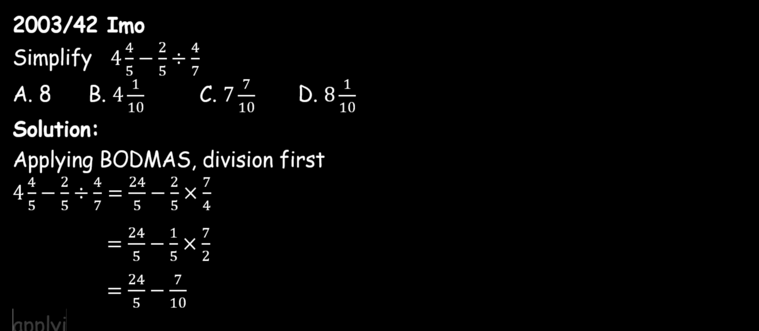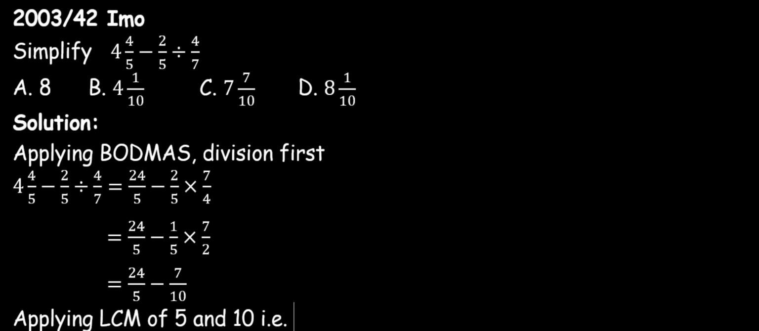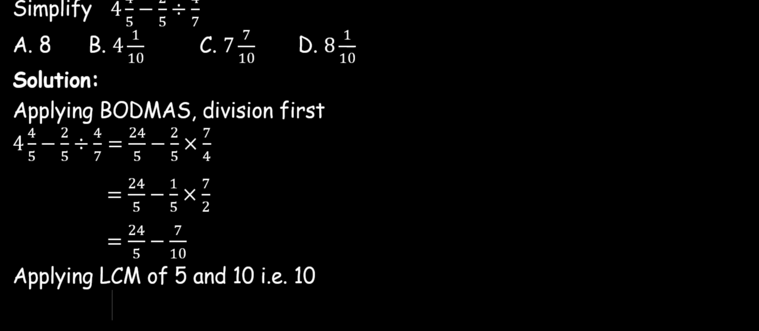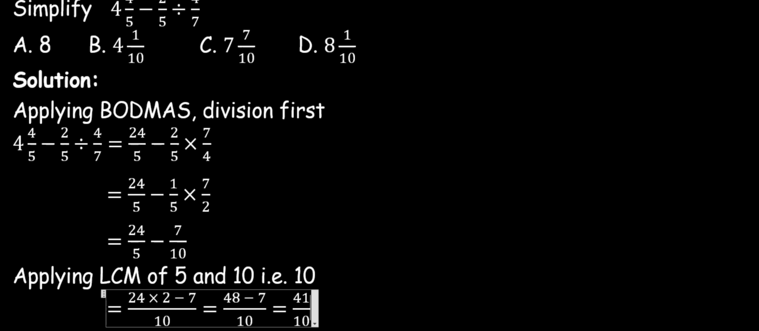Next, applying LCM of 5 and 10, that is 10, our given problem will be equals to, at the denominator we have 10, over 24 times 2 minus 7. Because the first case, 5 we divide 10 and it gives you 2, hence we use that 2 to multiply 24. Minus the second case, 10 we divide 10 and that gives you 1, times 7 gives you the 7 there. So that will be equals to 48 minus 7 over 10. The result is 41 over 10, which is equals to 4 number 1 over 10.